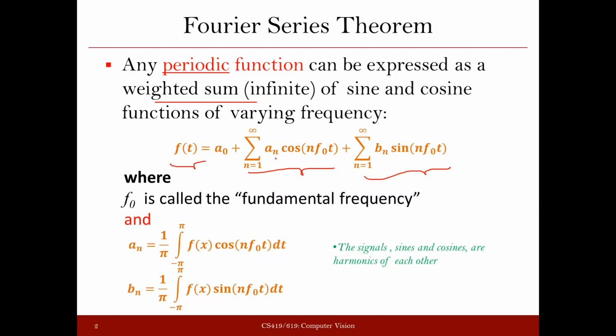And how many cos functions and how many sine functions you need to make the right side equal to the left side, that depends on what function you have, and theoretically you can say that you need an infinite number of cos and sine functions to make the left side equal to the right side. Okay, that is why the summation is n equal to 1 to infinity in the cos case, and in the sine case also the summation is from n equal to 1 to infinity.